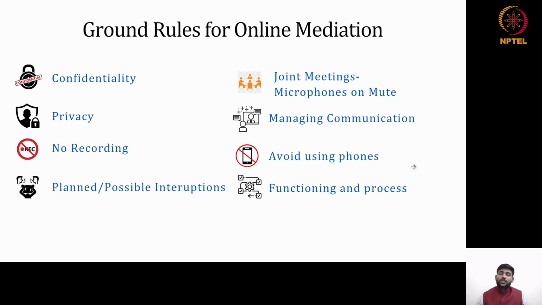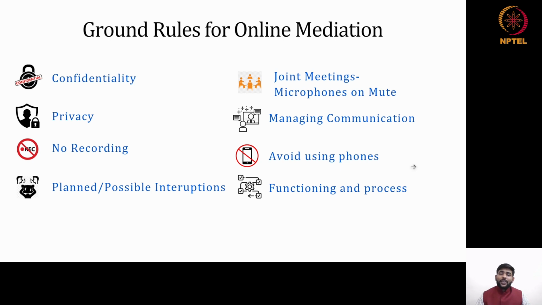Along with these basic tools, whenever we are conducting a mediation in an online mode, we should follow some ground rules for conducting the online mediation. The confidentiality. As we all know, the basic principle of mediation is confidentiality, because whatever has been discussed in mediation cannot be used as evidence before any court of law. The same is followed in an online mediation also.